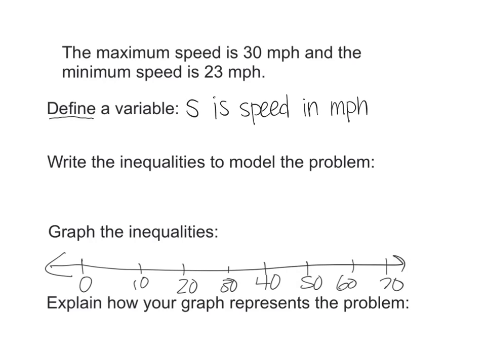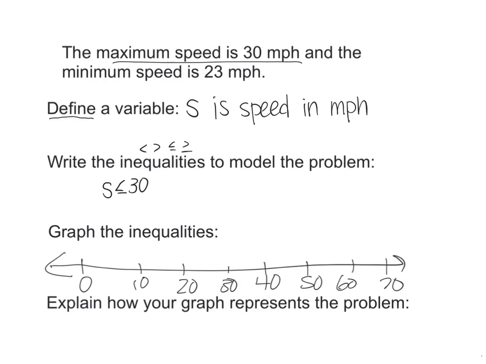Now I need to think of inequalities to model the problem. Remember, an inequality is when you have less than, greater than, less than or equal to, greater than or equal to. So you're going to write inequalities using these symbols. So if it says the maximum speed is 30 miles per hour, that means the most it can be is 30. So S, it can't be bigger than 30. That must mean it has to be less than 30. But then it says the maximum is 30. So could it be equal to 30? Sure. So less than or equal to 30.